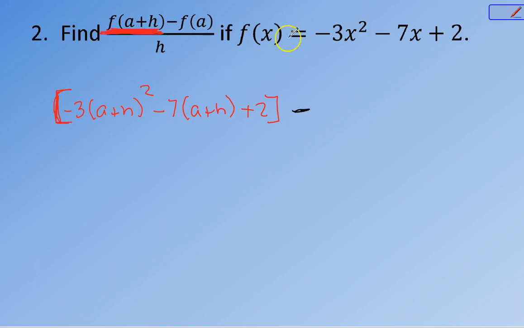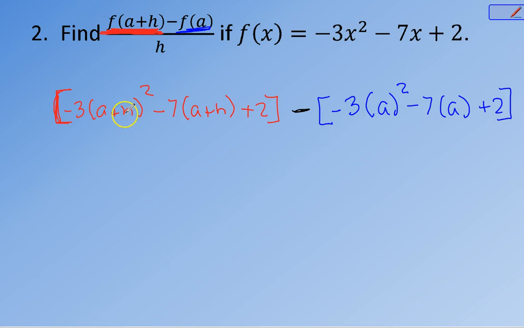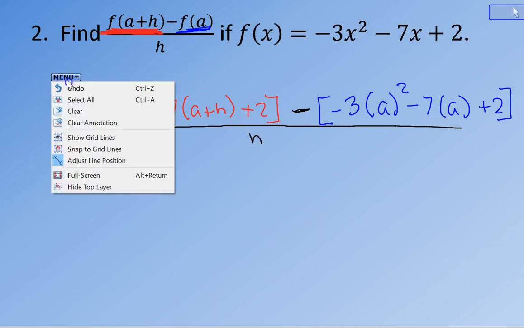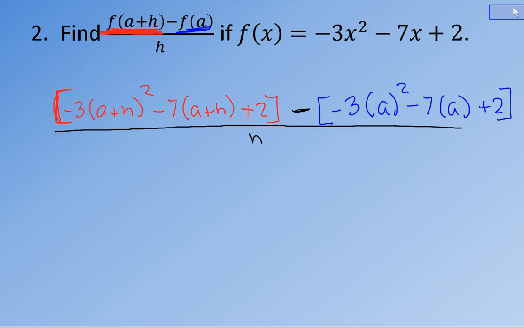Minus, I grab my blue pen now. We're going to do the f of a. So I'm opening up another bracket. -3. Remove the x, replace with an a. -7 times a plus 2 all over h. I know. I think I got to write smaller, but I don't think that this program lets me. It doesn't let me regroup and just make things smaller.